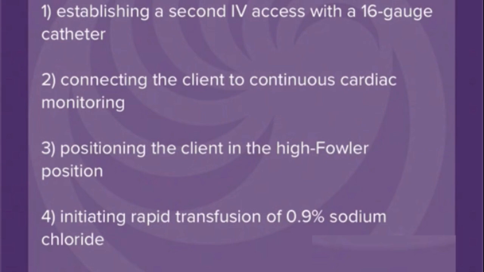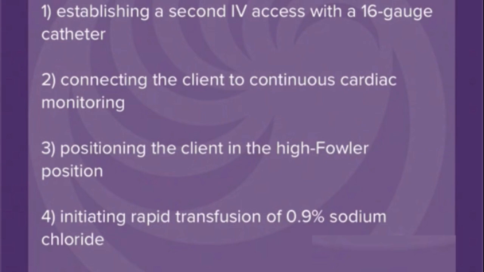This is a correct action. When we have hypovolemic shock, we need to have multiple IV access so we can replenish fluid volume. Option 2, connecting the client to continuous cardiac monitoring. Again, this is a correct action. We need to monitor our heart for any dysrhythmias.